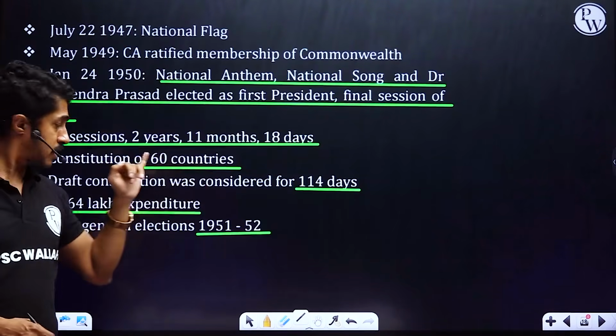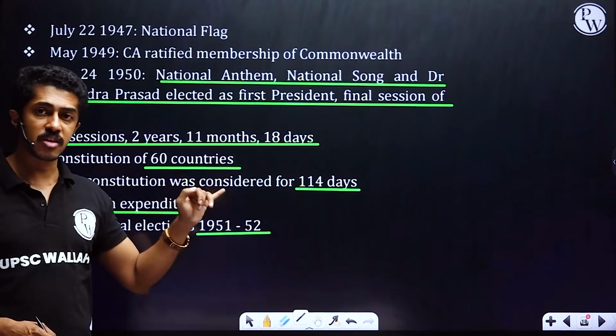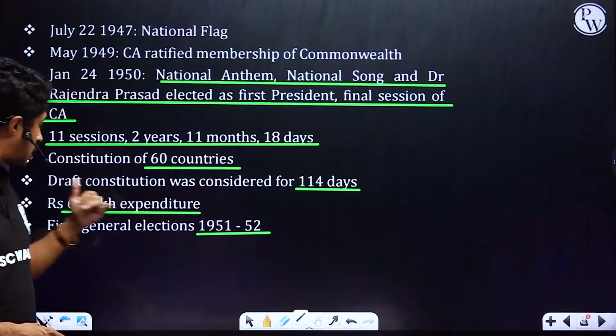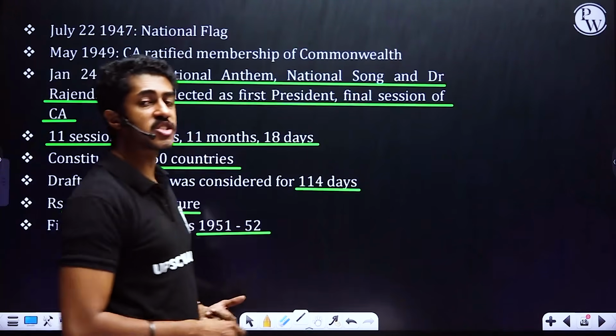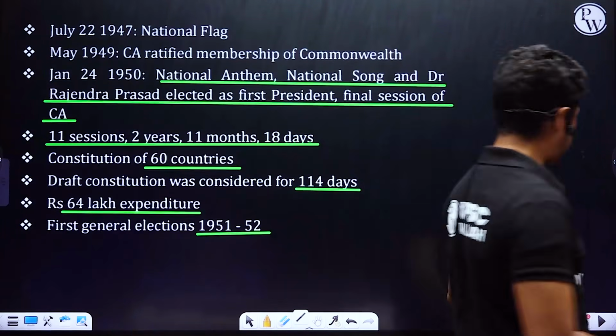Constitution of 60 countries. The draft Constitution was considered for a period of 114 days. 64 lakh was the expenditure. The first general elections were conducted in 1951-52.